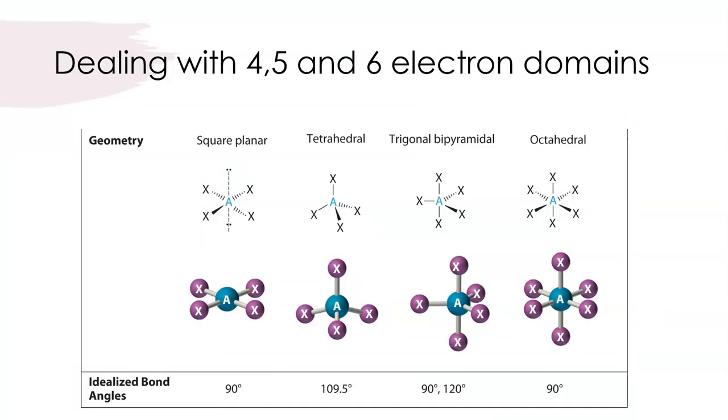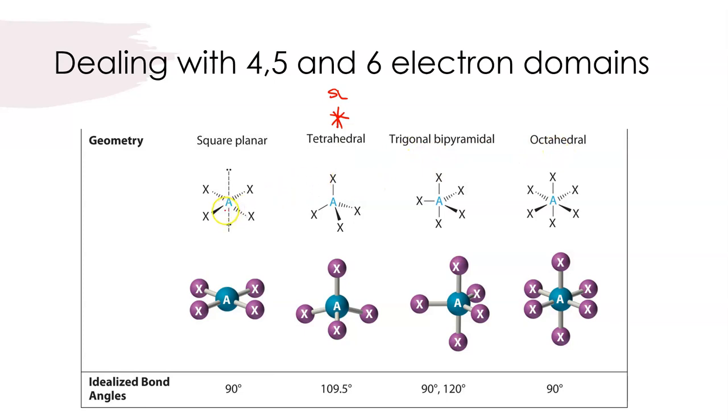So we talked about 1, 2, and 3 electron domains. Now we're going to talk about 4, 5, and 6. The 4 that we've seen before is tetrahedral, and this is our SL4 electron domain. In HL, we see a number of others. We have square planar, trigonal bipyramidal, and octahedron.